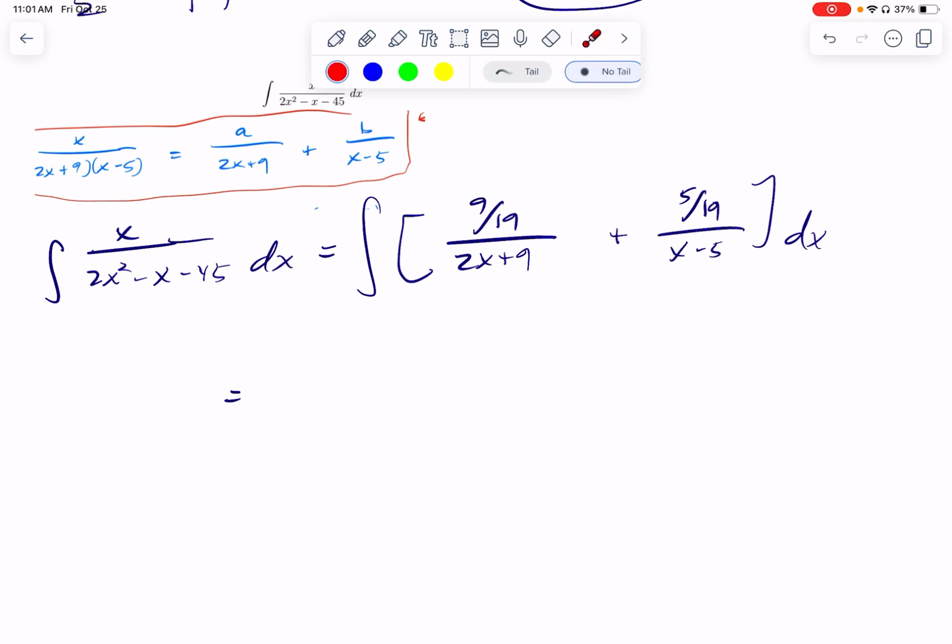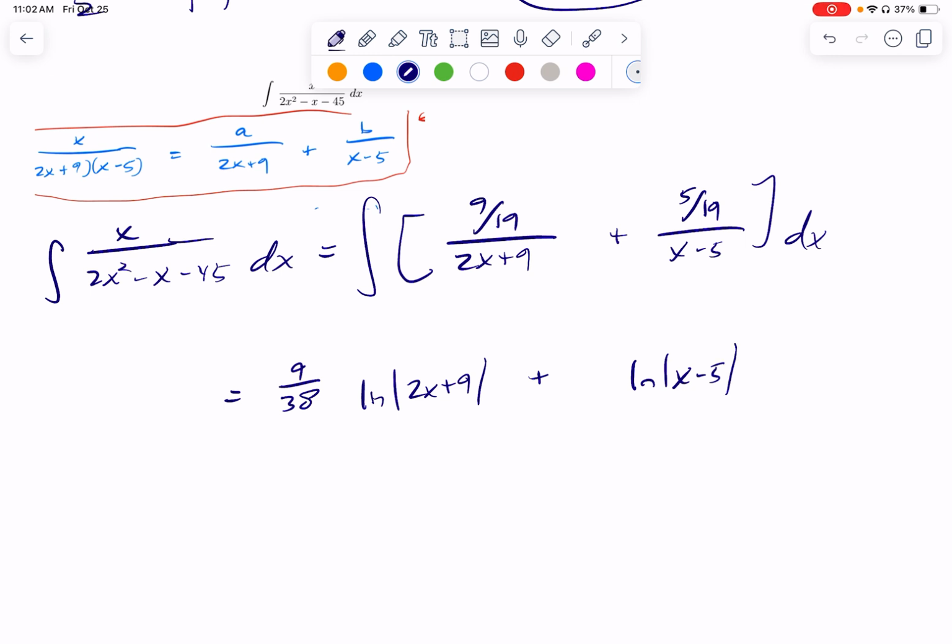When we have constant numerators and linear denominators, we can always do it with natural log. So what we'll have here is natural log of the absolute value of 2x plus 9. And then we would have 9 over 38. I need that extra 2 to cancel the chain rule. Plus natural log of absolute value of x minus 5. And the coefficient is just 5 over 19 plus c. It is not a particularly elegant looking answer, but it is the answer.